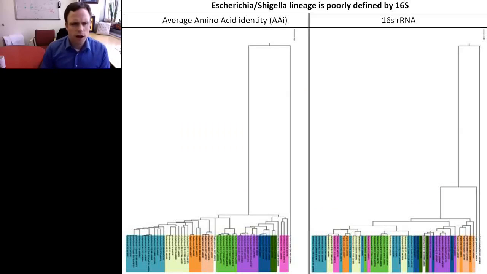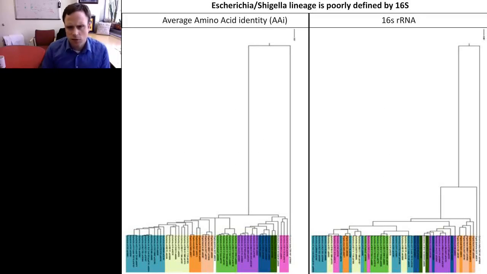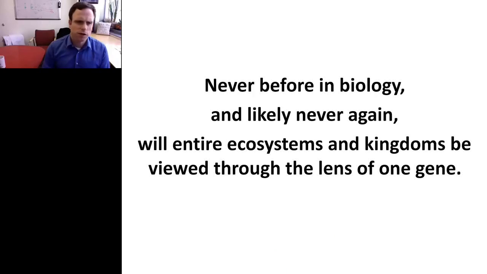But, highlighting that point deeper is, for example, the different lineages here you can see, 16S versus just general amino acid identity. AAI can separate out the lineages of E. coli, for example, or Shigella, different species, where 16S makes things to some degree ambiguous, from this paper published last year. And so I think it's interesting that really never before in biology, and probably never again, will entire ecosystems and kingdoms be viewed through the lens of one gene.